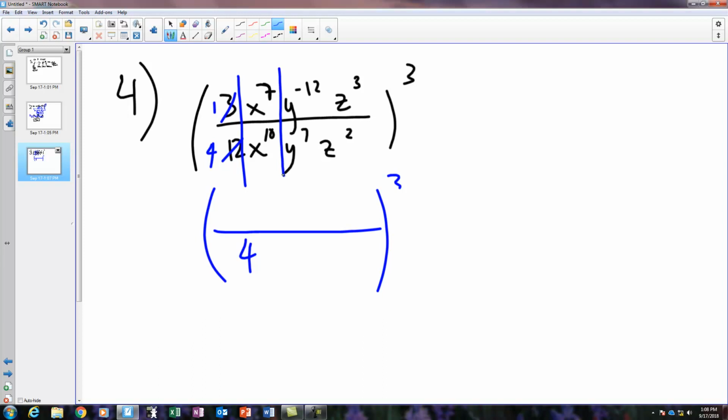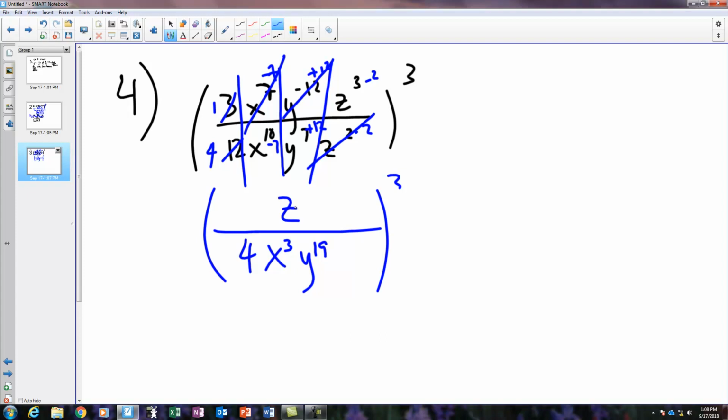With the x's, I'm going to remove the smaller one. And since 7 is smaller, I'm going to subtract 7 from both of the x's exponents. That should leave me with x to the 3rd on the bottom. In the y's, it looks like the negative 12 is smaller. To make it go to 0, I'm actually going to add 12 instead of subtracting it. You could say it's subtracting a negative 12, but same as adding 12. So this becomes y to the 19th. And then with the z's, I'm going to minus 2, leaving me with just a z on top.